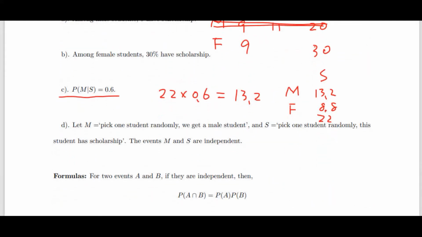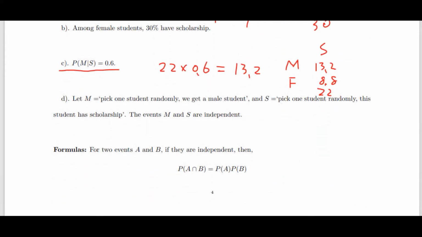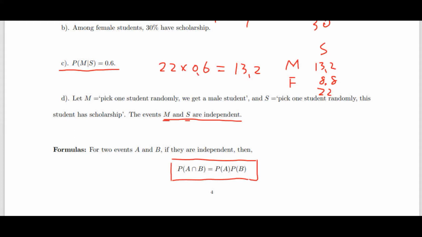And also we can use this condition. We say gender and scholarship are independent. Those two things are independent, no relationship. So what does independent mean? In general, for independent A and B, the probability of A and B equals P(A) times P(B).